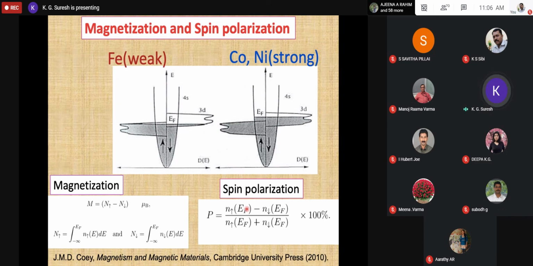So why are you interested in 100% spin polarization? Because you are looking for spin polarized currents. They have their own advantages, as we are going to see.